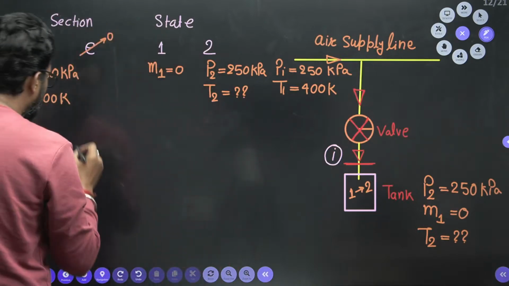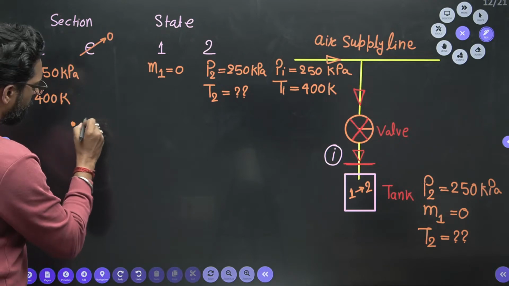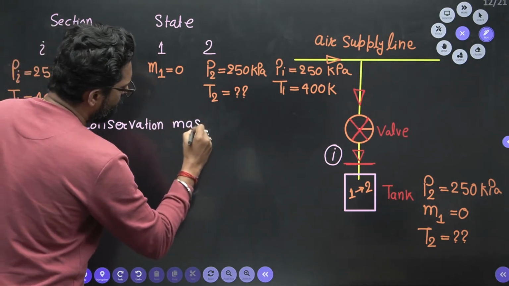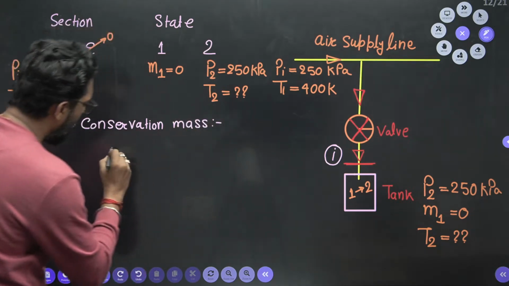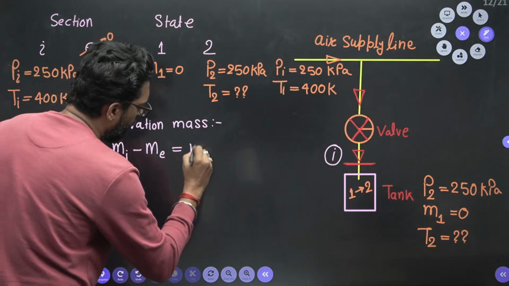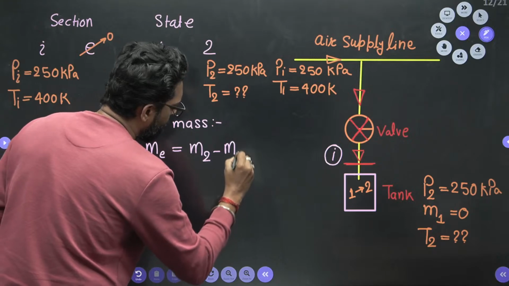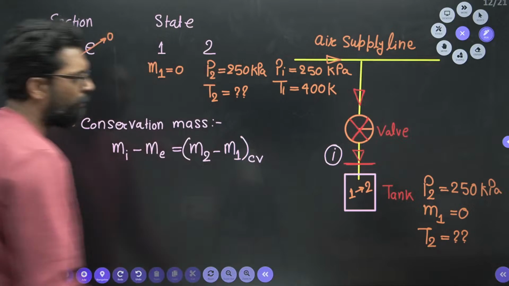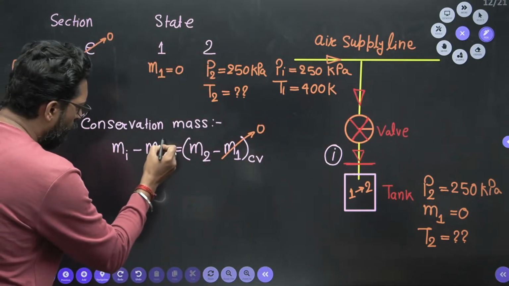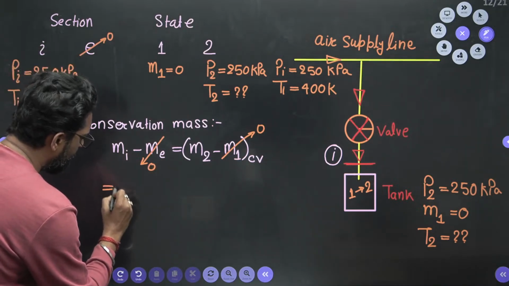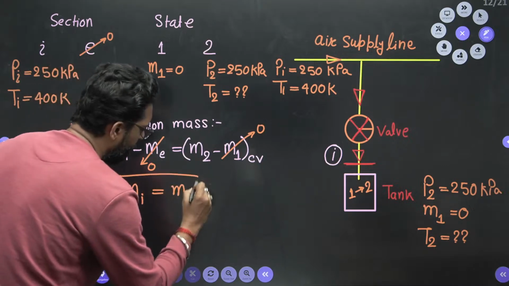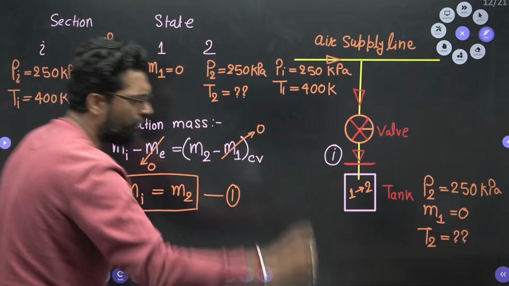Now we have to apply two conservation equations. First, the conservation of mass. What is the conservation of mass? Mass at inlet minus mass at exit is equal to the final mass of the system minus the initial mass of the system, for the control volume, an open system. The initial mass is 0 and there is no exit, so the inlet mass is equal to the final mass of the system. This is equation number one.